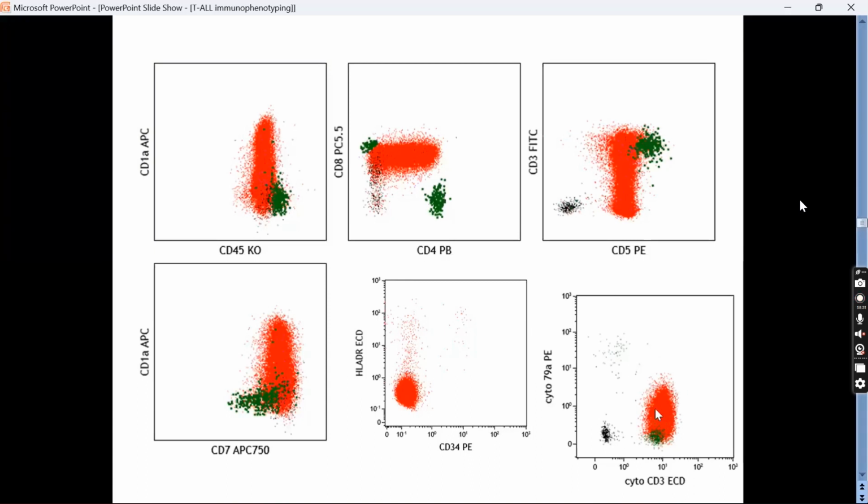But here the blast was 90 negative, so I don't even bother, and it can come. See, these are all abnormal populations, and they can show any aberrant markers. That is why they have labeled some markers as lineage-specific markers, and some markers as lineage-associated markers. So definitely, cyto 79A is not a lineage-specific marker. It can come. I have seen many cases where it comes, so don't bother about it.